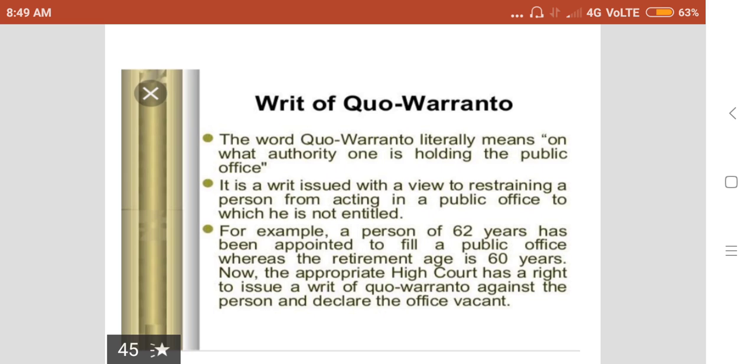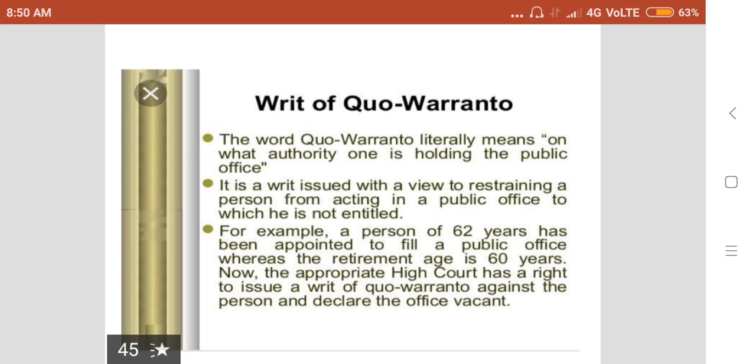Writ of quo warranto. The word quo warranto literally means on what authority one is holding the public office. It is a writ issued with a view to restraining a person from acting in a public office to which he is not entitled. For example, a person of 62 years has been appointed to fill a public office whereas the retirement age is 60 years. Now, the appropriate High Court has a right to issue a writ of quo warranto against the person and declare the office vacant.